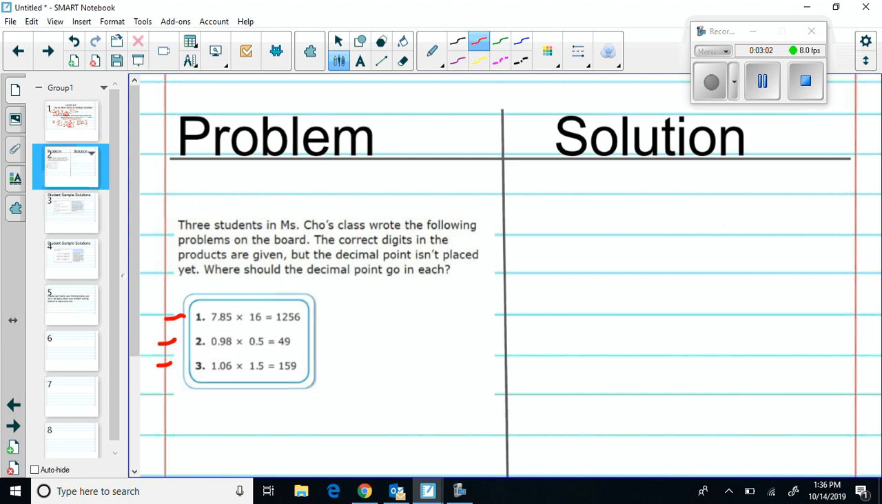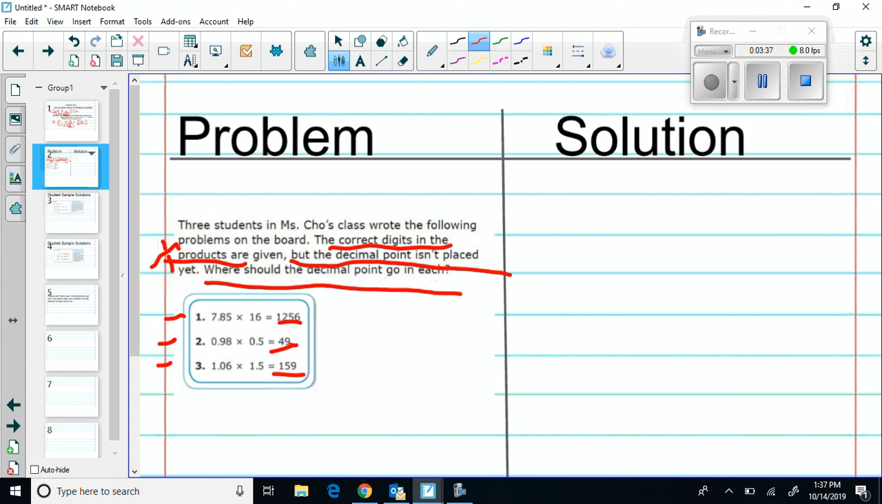It says 3 students in Miss Chu's class wrote the following problems on the board. The correct digits in the products are given. And remember, product is the answer to a multiplication problem. All of these answers are correct. We just need to make sure that we put the decimal point where it needs to go. So where should the decimal point go in each? We're going to use our number sense and our reasoning skills to do this.